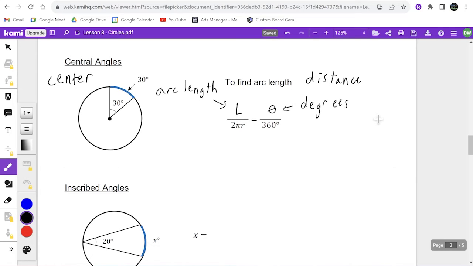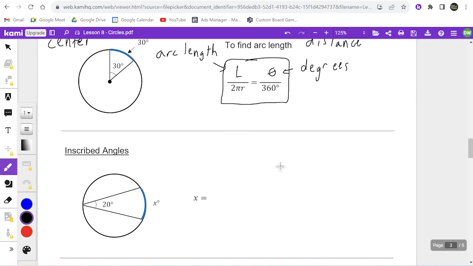Now I'm not going to solve for the arc length in this problem, because I can't. Why not? Do I have a radius? No, so I can't find the arc length. But this is the formula we're going to use, and I highly recommend memorizing this equation because I tutor SAT as well, and this shows up on the SAT most years. So it's helpful to know this equation.